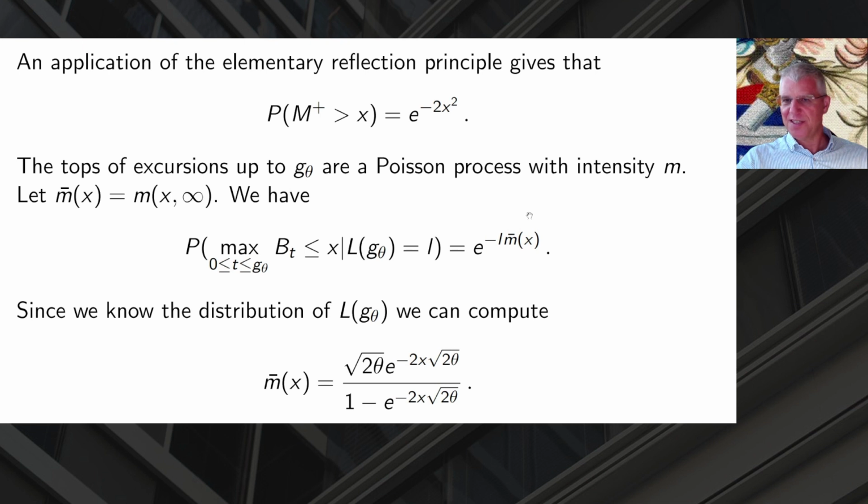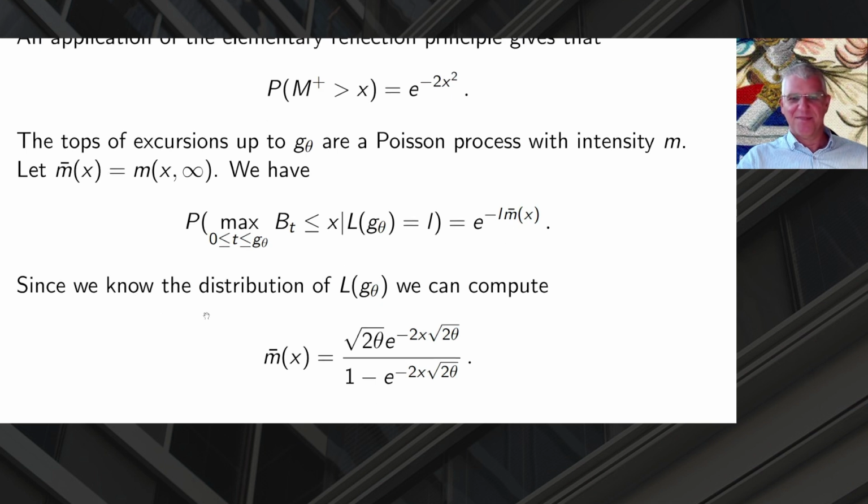And I just used the intensity of the heights of excursions. And I know that the heights of those excursions are a Poisson process. And I know that that Poisson process has an intensity measure that I denote by m bar here. And because I know this one-sided maximum, I can compute m bar. And here it is. It takes some integration. You have to use big books that give you complicated integrals. In this case, I used Gradshteyn and Ryzhik, and I computed this intensity measure.